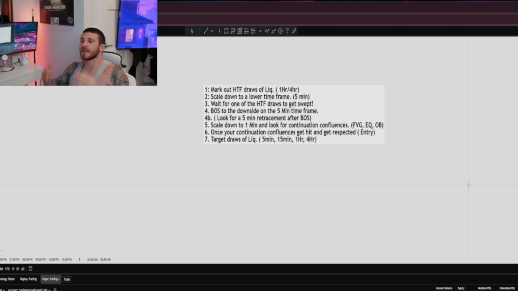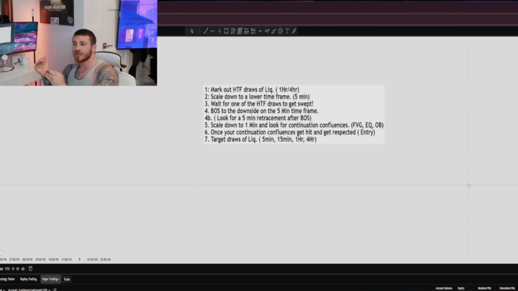Once those get respected, let's say price comes up, we broke structure on the 5-minute time frame, right? We got our retracement. We're scaled down to the 1-minute time frame. We see price, let's say, come down into a bullish 1-minute fair value gap. We see buying pressure out of that fair value gap. Bang, that's our entry. Again, we're going to go over take profits and stop losses in the next couple videos after we do the strategy creation.